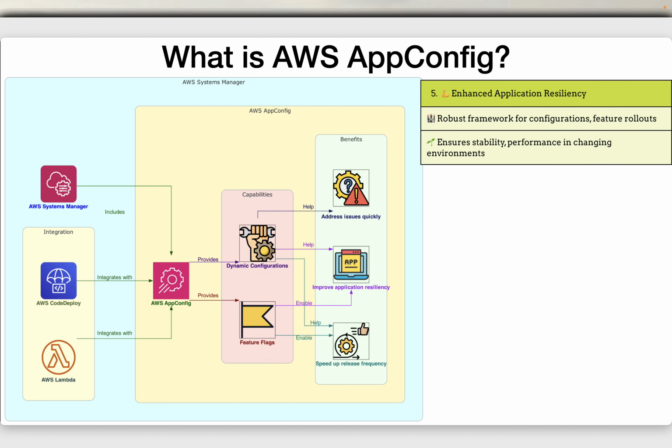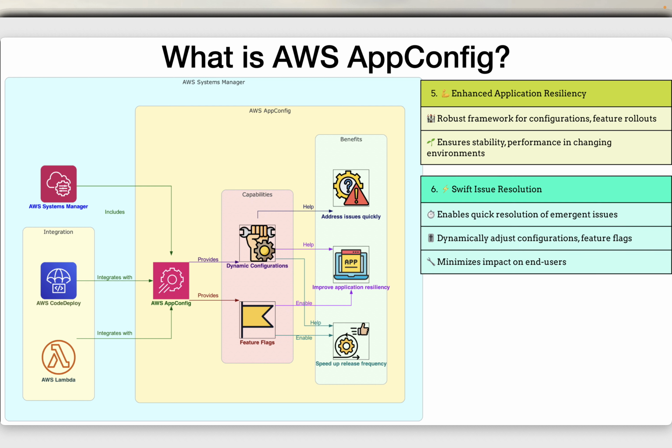AppConfig improves application resiliency by providing a robust framework for managing configurations and feature rollouts. It helps ensure that applications remain stable and performant even in the face of changing environments and requirements. When emergent issues arise in production environments, AppConfig enables quick resolutions with the ability to dynamically adjust configurations and feature flags. Teams can swiftly address problems and minimize their impact on end users.